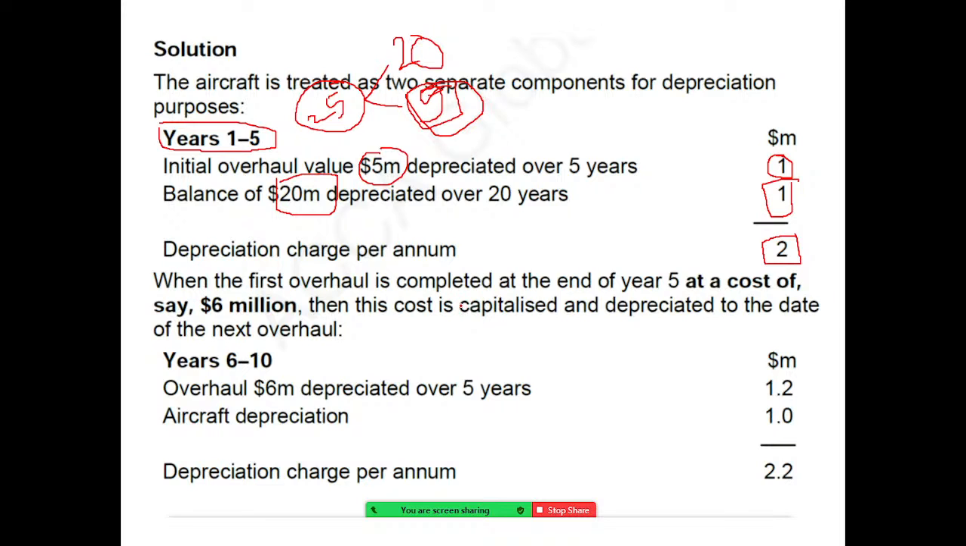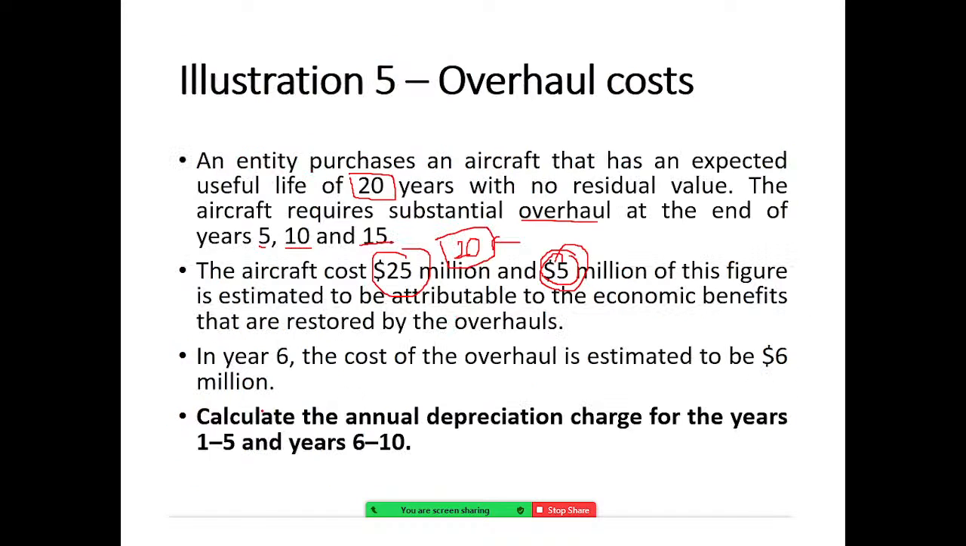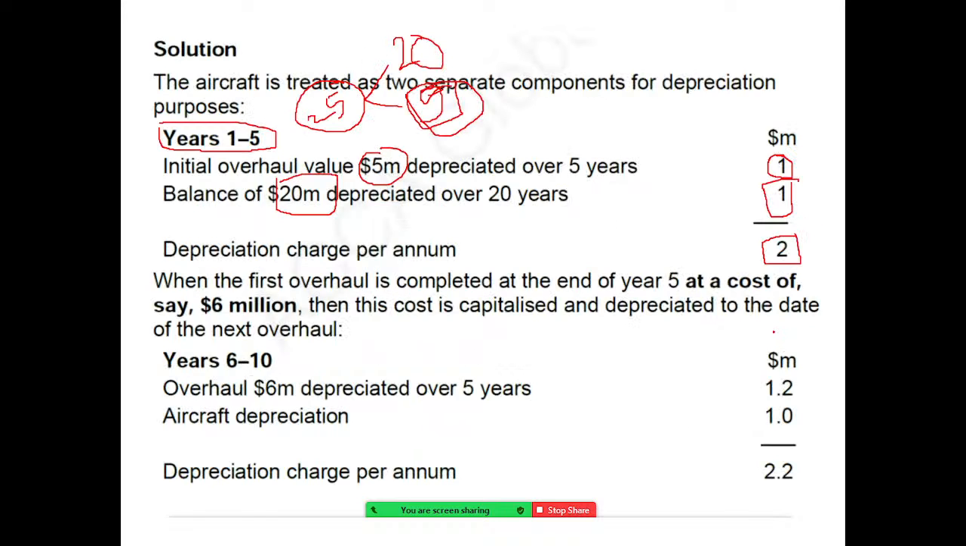And when the first overhaul is completed at the end of the 5th year at a cost of say 6 million, then this cost is capitalized. Here, at the end of year 5, the cost of overhaul is estimated to be 6 million, and this 6 million cost is capitalized and depreciated to the next overhaul. So the next overhaul cost will be incurred at the end of the 10th year.